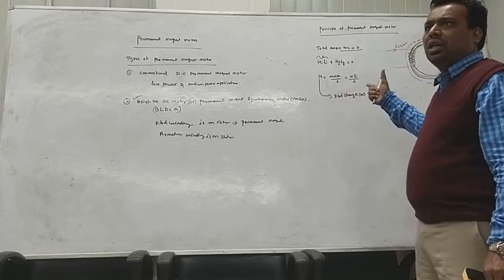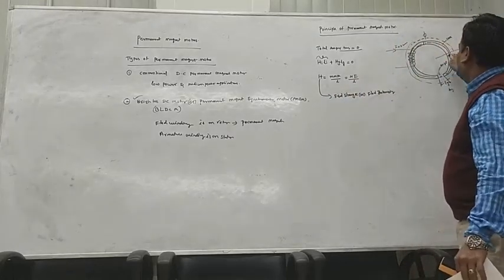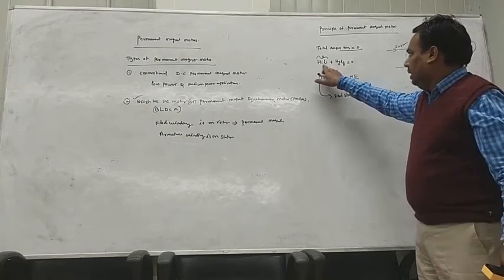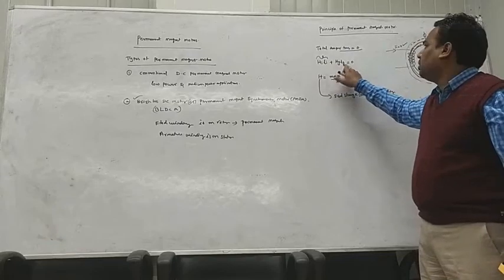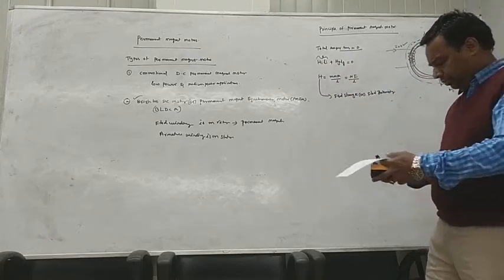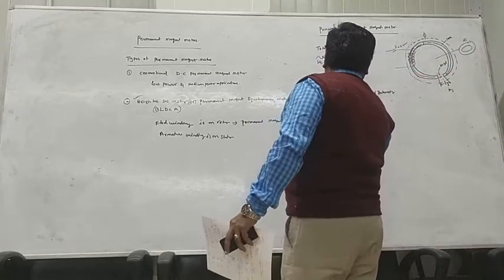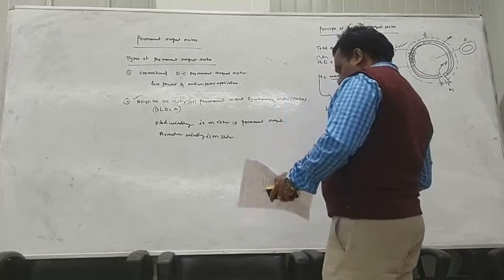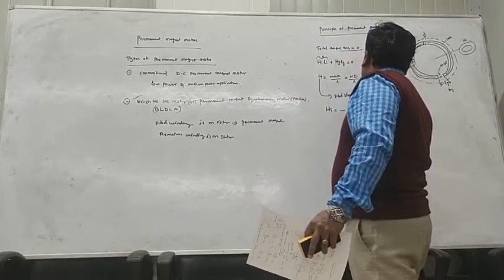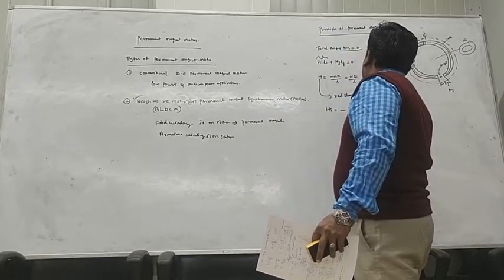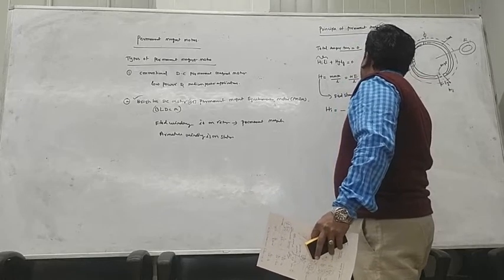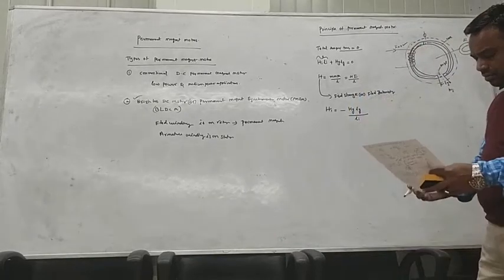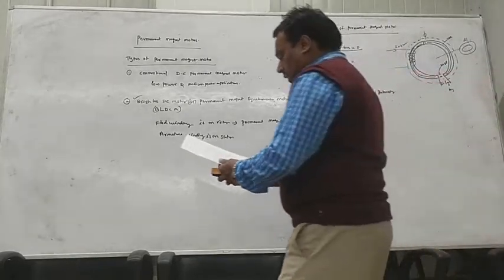Here we have two circuits: one is the iron path circuit, another one is the air gap circuit. The total intensity is equal to 0. So from this equation, Hi is equal to minus Hg into Lg divided by Li.